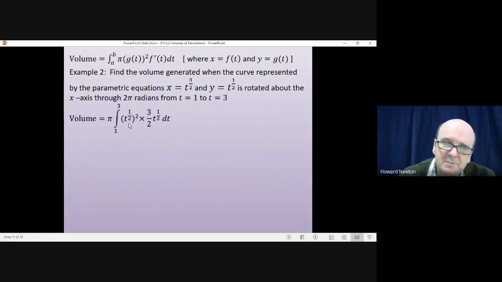So we'll need to multiply these out, collect everything together, integrate it, put in the limits, and get the answer. Have a go at doing all of that. Pause the video. Come back to me when you're ready.